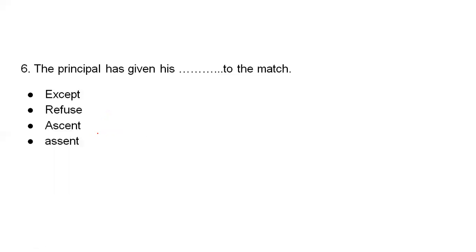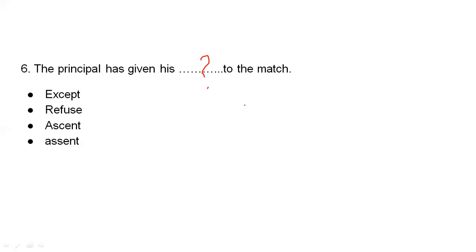Last but not the least, for today's practice, the principal has given his dash to the match. So the principal has given something to the match. What has he given? Accept, refuse, accent, and assent. One very easy and very quick hint to identify the correct option over here is to see what will be filled in the blank. Will it be a verb? Will it be a noun or an adjective? What exactly? Basically, the principal has given something.